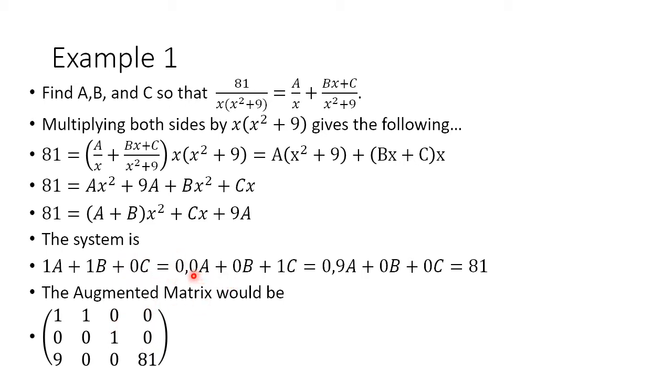Likewise, this 0 is going here, this 0 is going here, this 1 here, this 0 here, and then finally the 9 in front of the A, the 0 from the B, the 0 in front of the C, and the 81 to the right of the equal sign. In an augmented matrix, remember, the first column represents the coefficients in front of the first variable, the second column represents the coefficients in front of the second variable, the third column represents the coefficients in front of the third variable, and the last column is the answers after the equal sign.